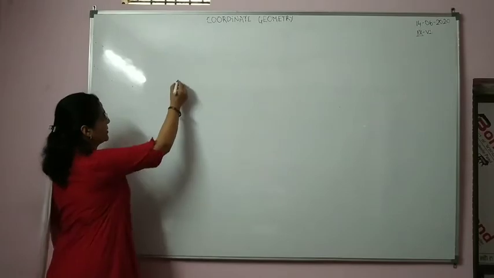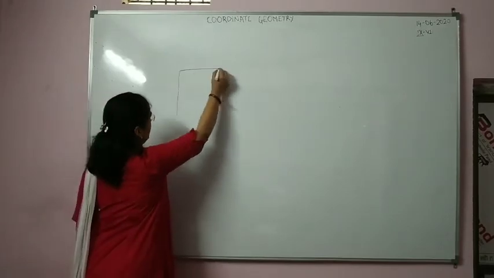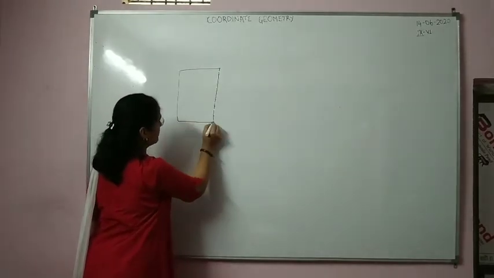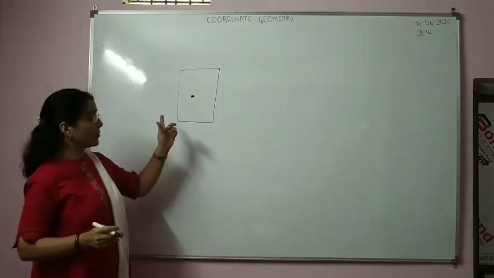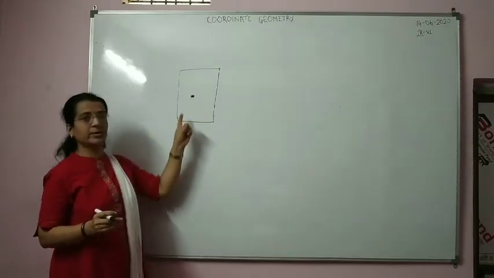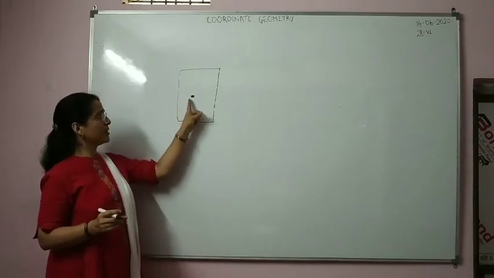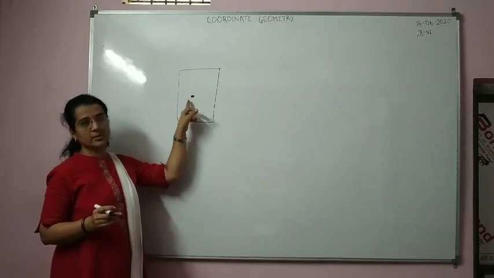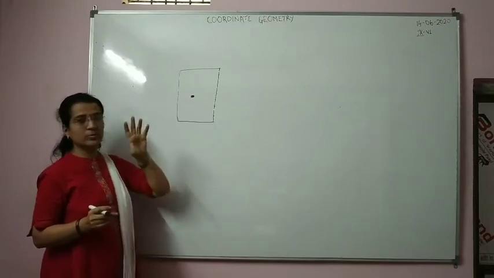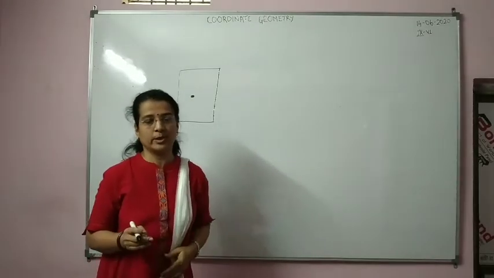Suppose you have one plain paper, and on this plain paper you put one dot. Now see what we have done: we have taken one plain paper and put one dot here. My question is, what is the position of this point? We have to define the position of the point.